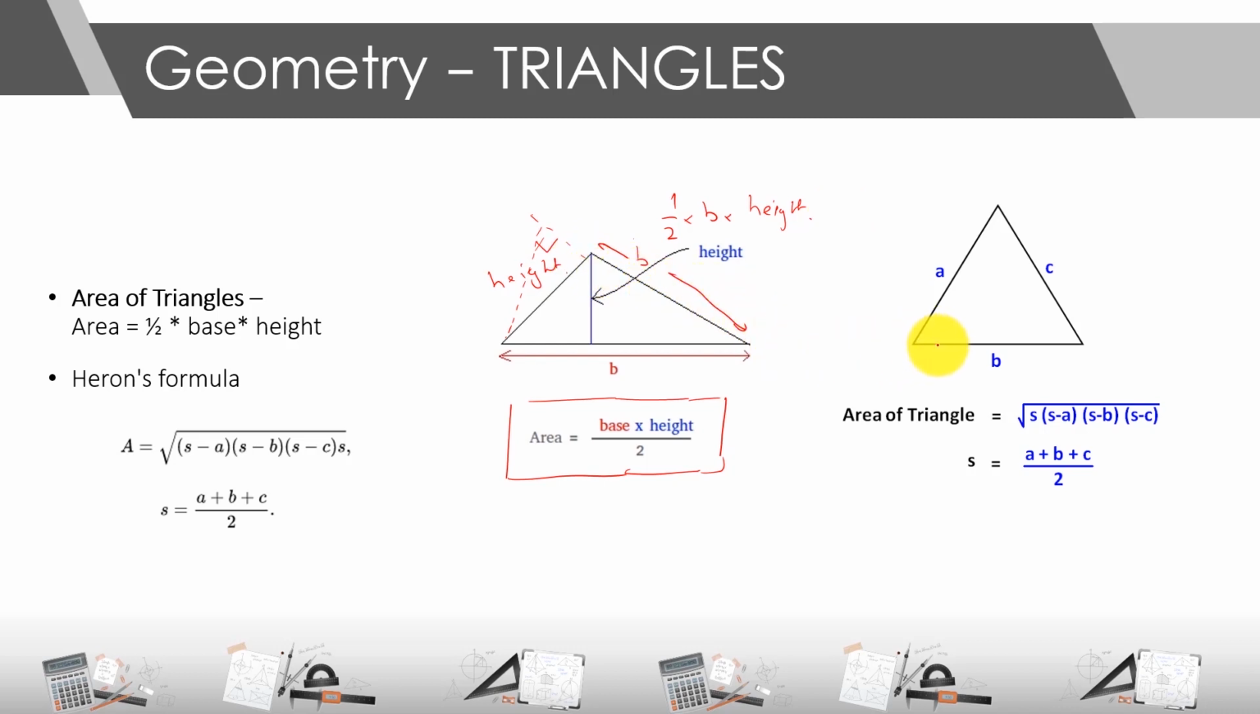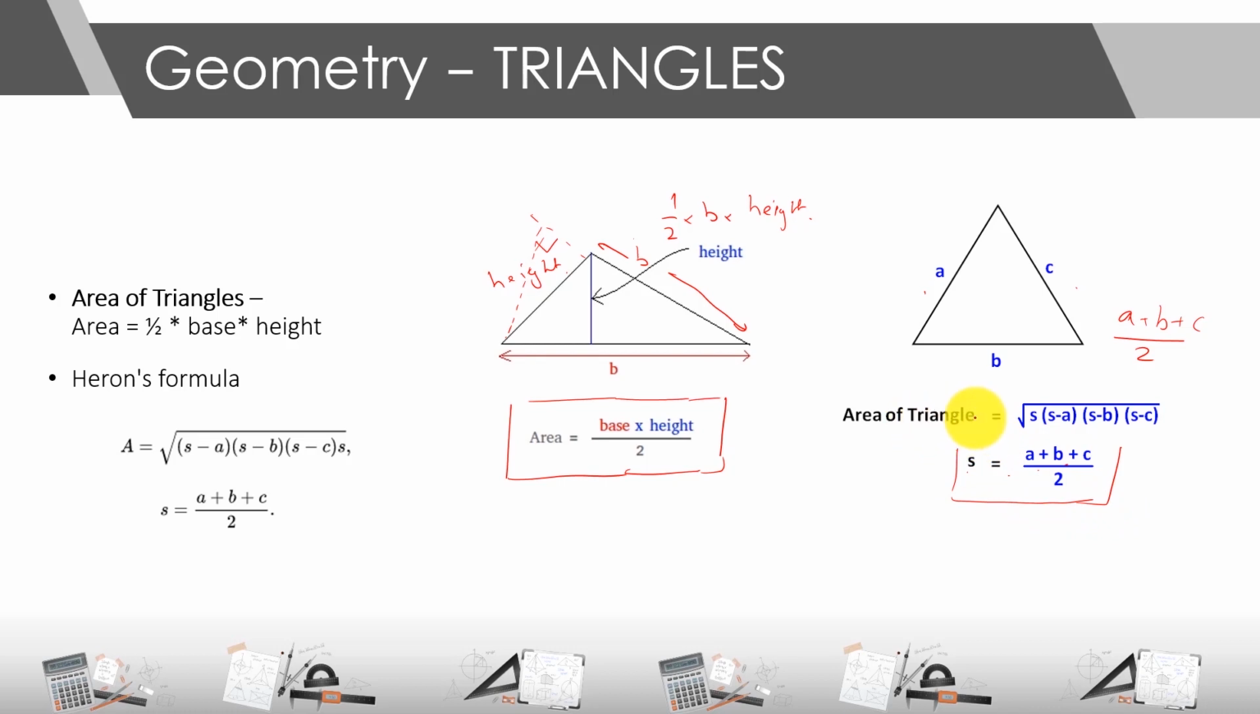There is another way to find the area of the triangle, and that is using semi-perimeters. So perimeter is basically the sum of all sides of the triangle. So perimeter of a triangle is A plus B plus C. Semi-perimeter is half of that. So S is equal to A plus B plus C by 2.